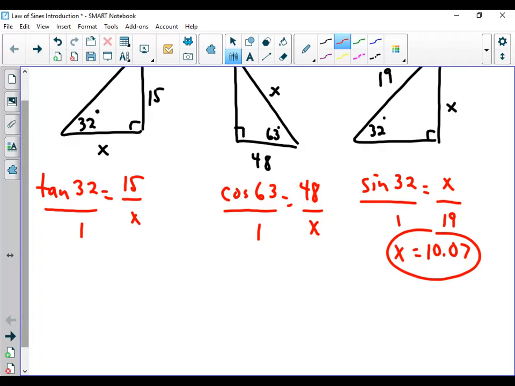Because I'm going to have tangent of 32 times x, and that equals 15. So you had to end up dividing on that one. To get my answer, I'm going to take 15 divided by the tangent of 32. So if you did that one, you should have gotten about 24.01 or 24.